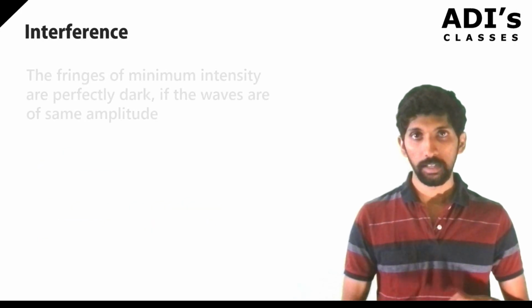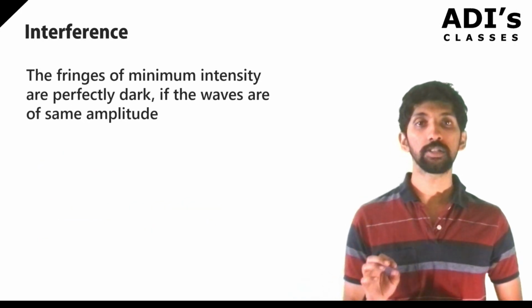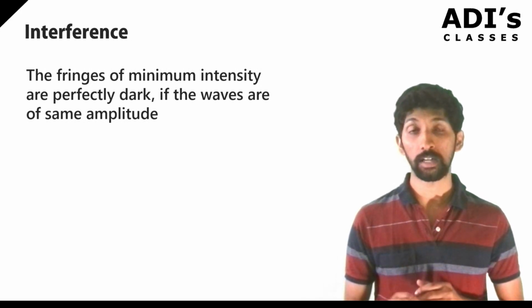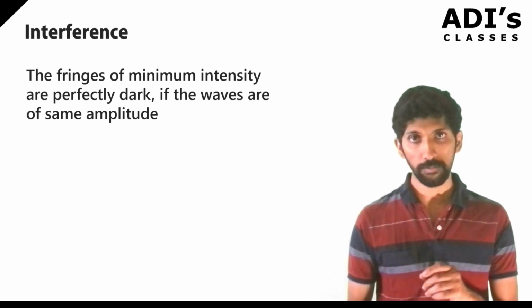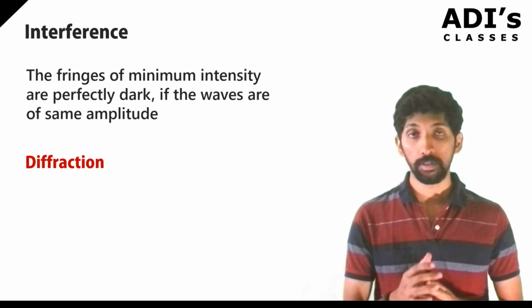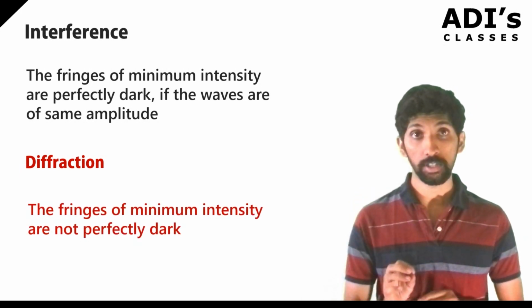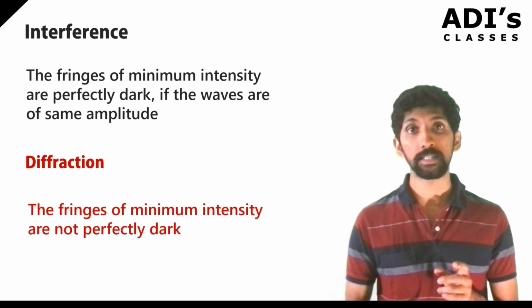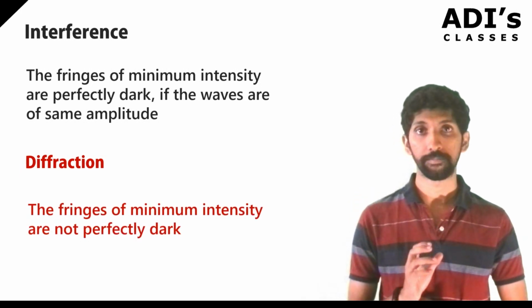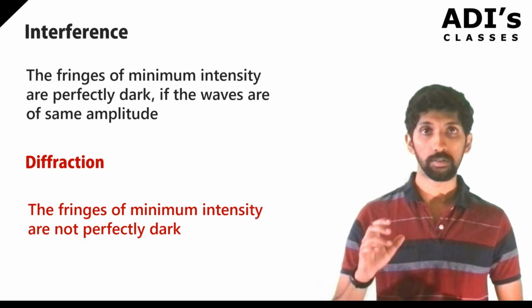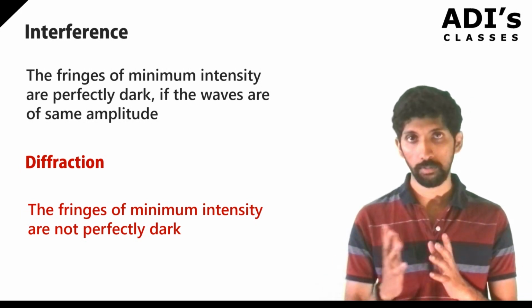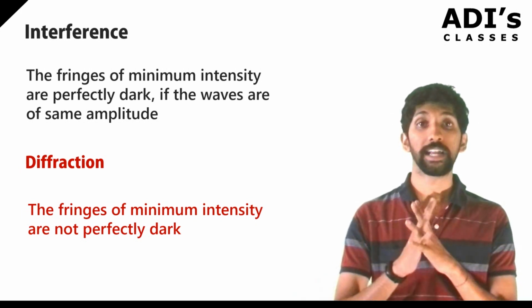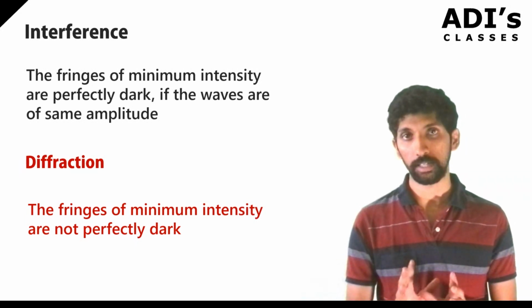Third point, in interference, the fringes of minimum intensity are perfectly dark if the waves are of the same amplitude, whereas in diffraction, the fringes of minimum intensity are not perfectly dark. Okay, so why? We just saw why, because in diffraction it gradually reduces, it won't be dark.